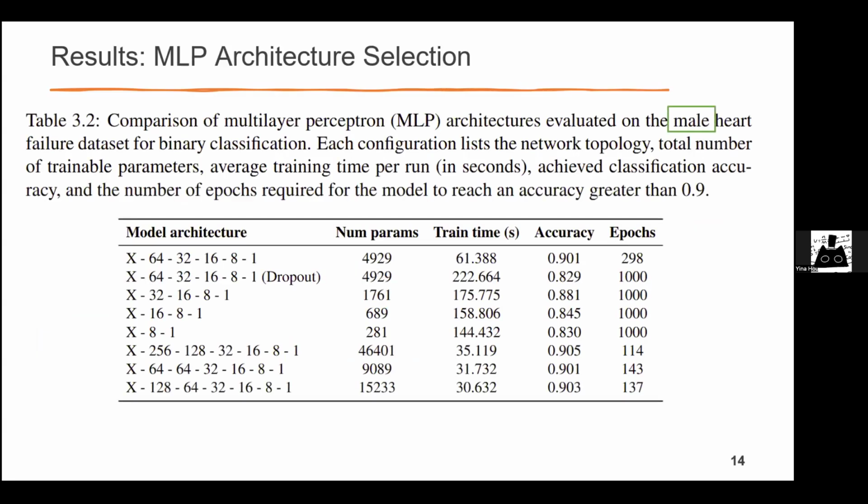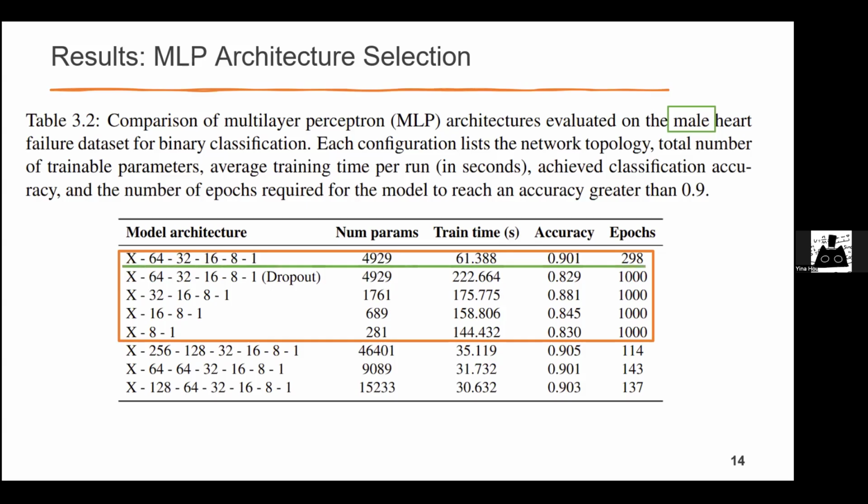But how did we choose the best MLP structure? We ran 8 different ablation studies on the heart failure male dataset. For our first 5 experiments, we go from a 2-layer MLP to a 5-layer MLP, with and without dropout. The first structure shows the lowest training time, the lowest number of epochs for the model to reach 90% accuracy, and achieves the highest accuracy. Compared with the other 3 deeper architectures, the number of parameters is lowest for the architecture selected from the first step.